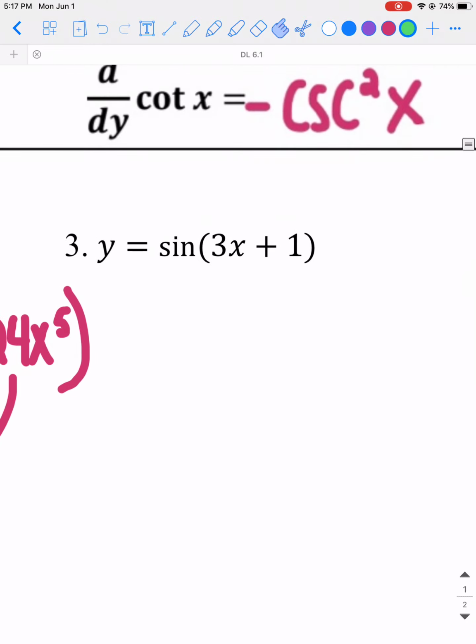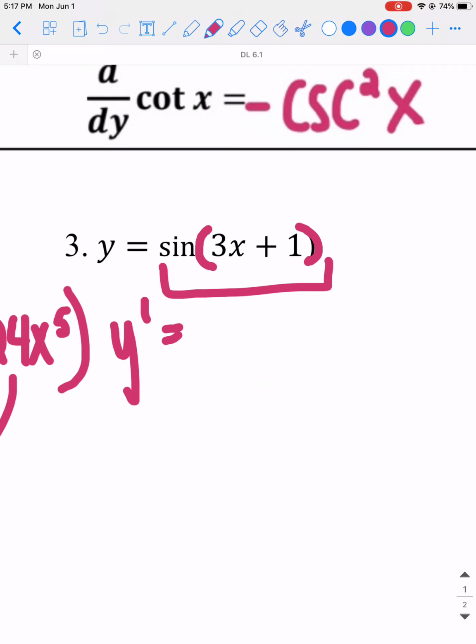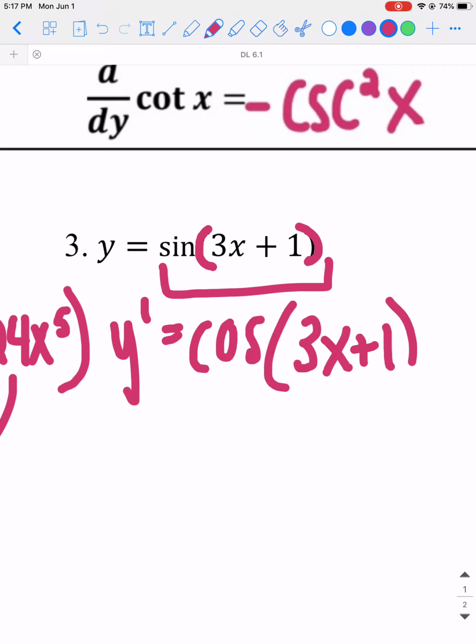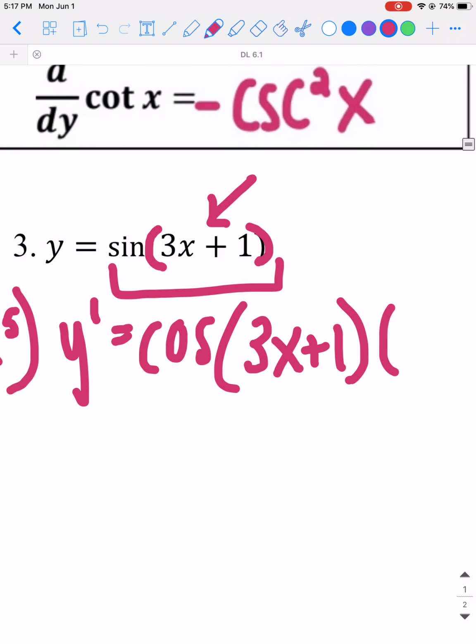And here for number 3, again we have those parentheses. Highlight them because I will have to do more steps here. So taking the derivative of this whole outside function, we know the derivative of sine is cosine. That 3x plus 1 stays the same. Then I need to go in and take the derivative of the inside. So the derivative of 3x plus 1 is just 3.